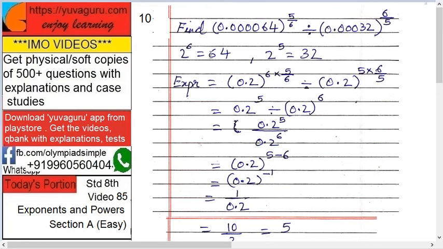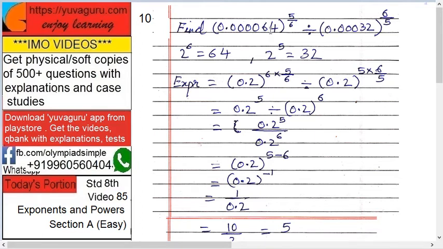Next, find the value of 0.0000 4 times 0.64 raised to 5 by 6 divided by 0.0003 times 0.32 raised to 6 upon 5. Now this is what we have to find.